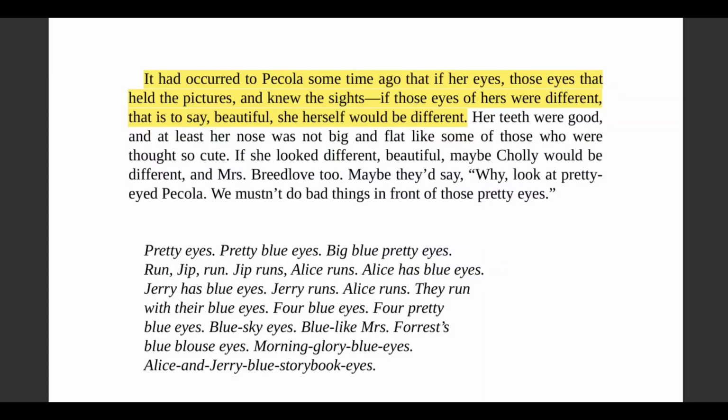What's really sad about this line is that Piccola doesn't question the society around her. She doesn't think, maybe these standards are unfair. No. Instead, she thinks she is the problem. She believes beauty equals happiness, love, and safety.